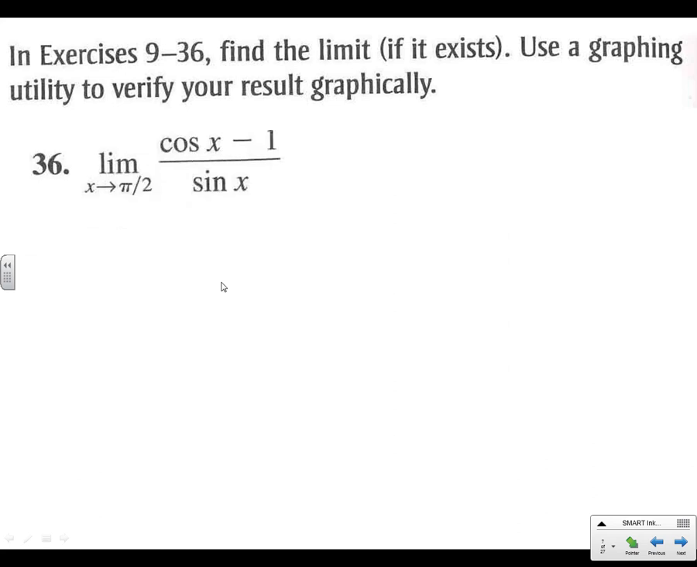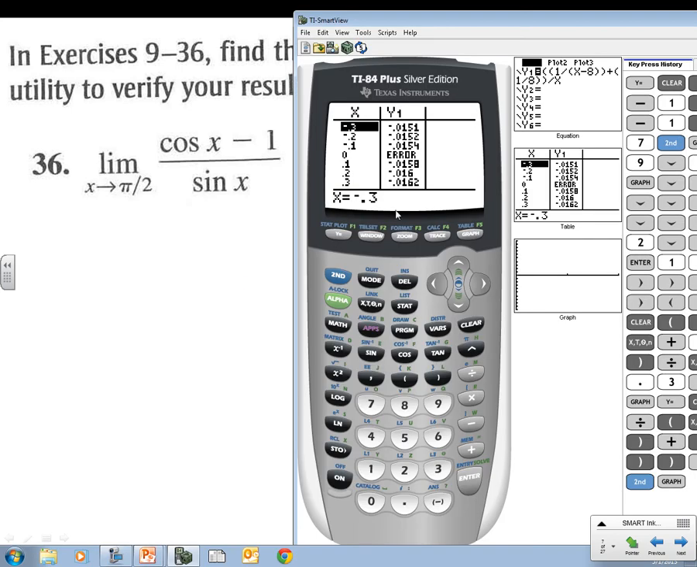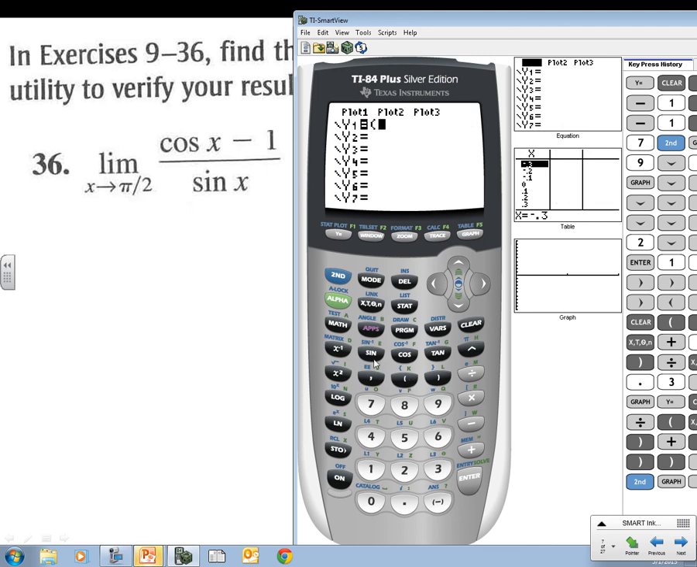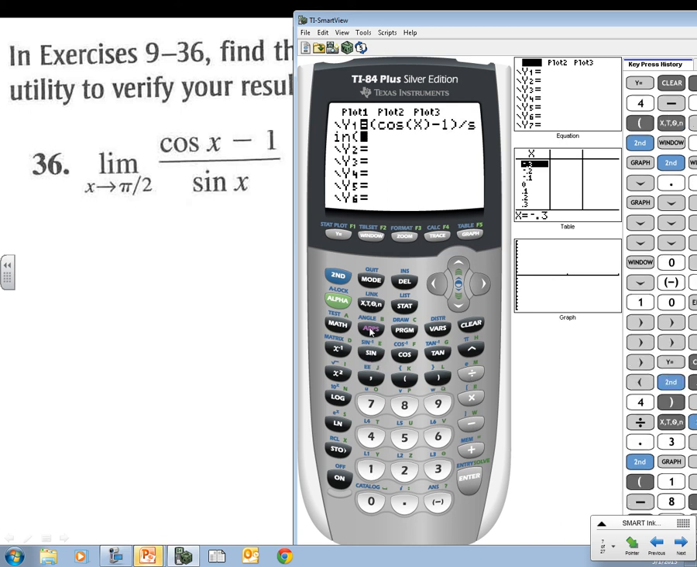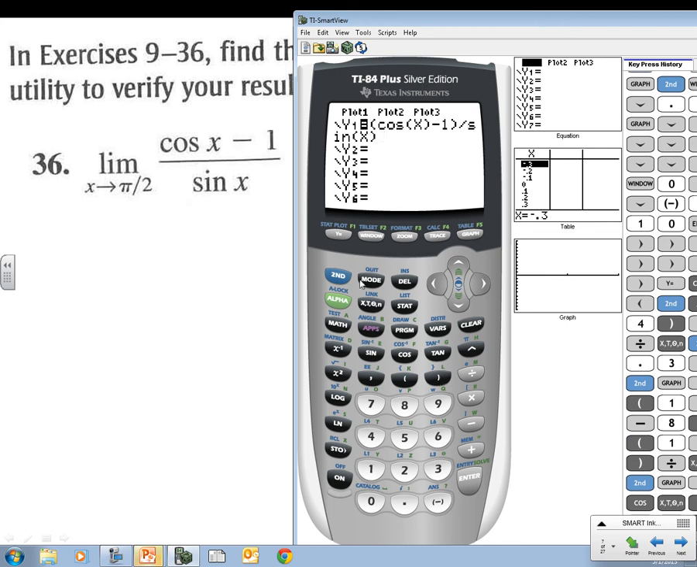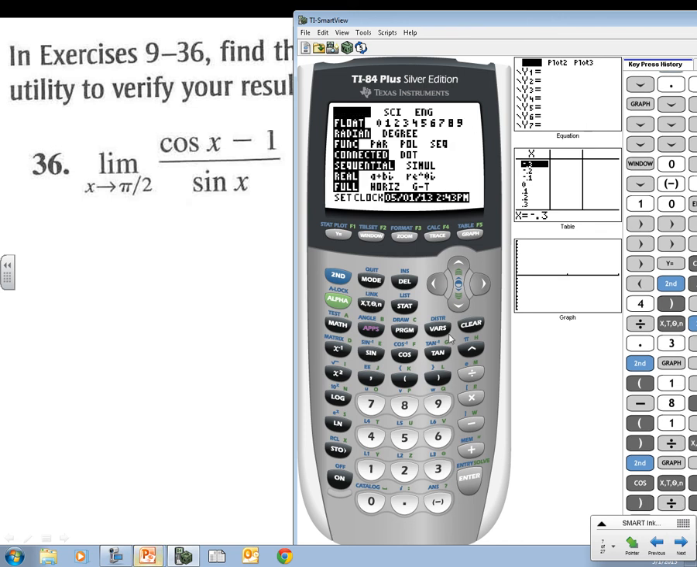Moving right along, 36, same thing. Let's go to the graphing calculator. A lot of calculator work in this chapter. Clear it off. Parentheses for the whole numerator, cosine of x minus 1, close my numerator, divided by sine of x. And before I go to the table, pi over 2, should I be in radians or degrees? Definitely radians. And I am.